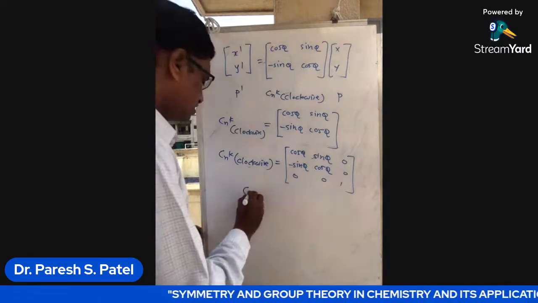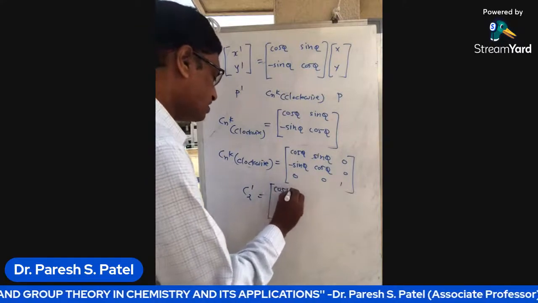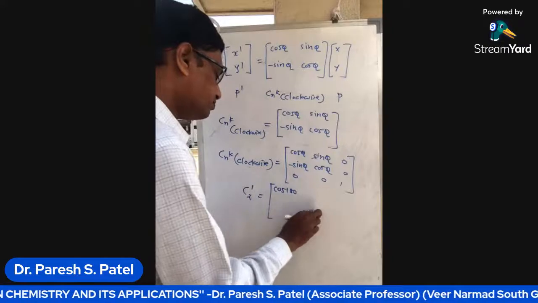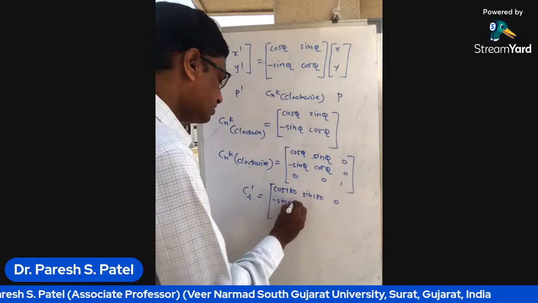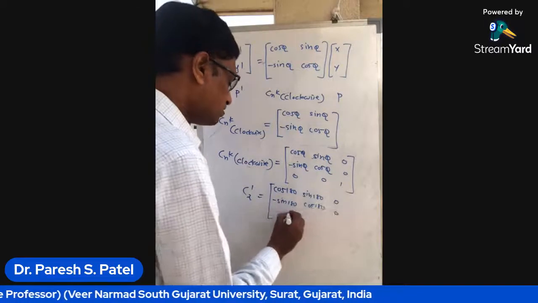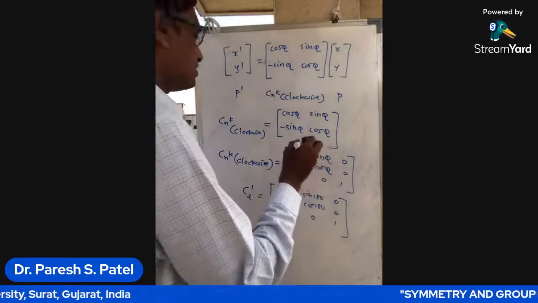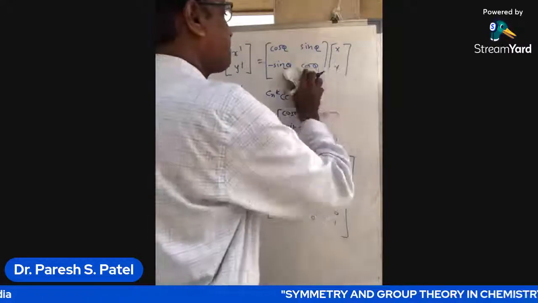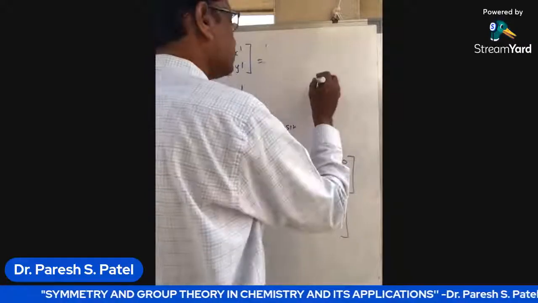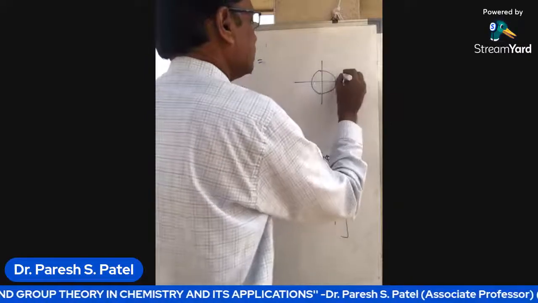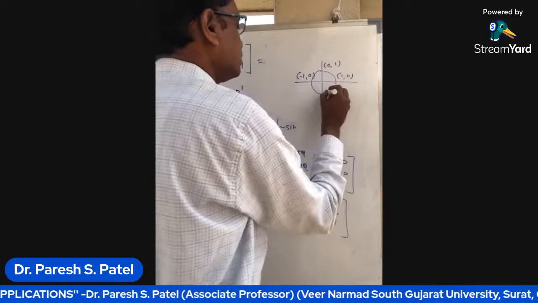So this is the clockwise rotation. If we go for theta equal to 180, the matrix is cos 180, sin 180, 0, minus sin 180, cos 180, 0, 0, 0, 1. So this becomes minus 1, 0, 0, 0, minus 1, 0, 0, 0, 1.